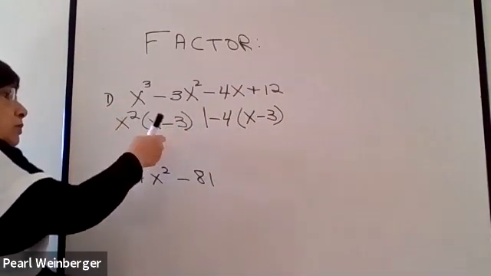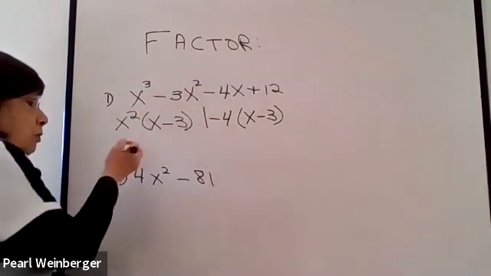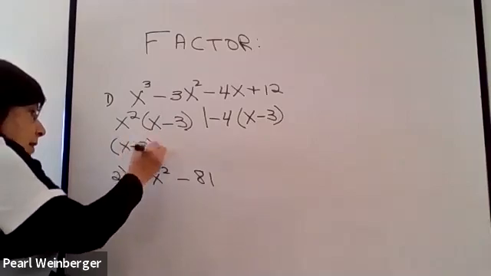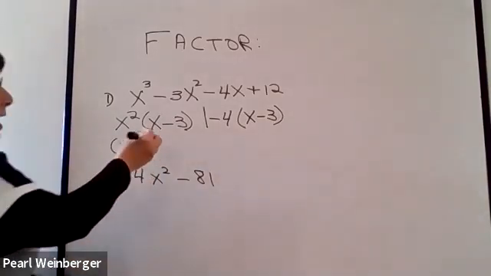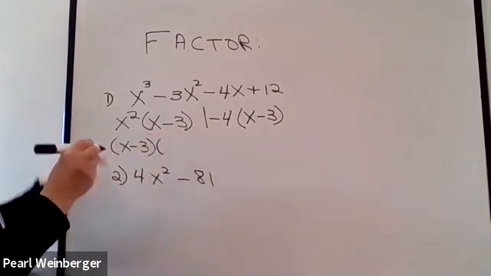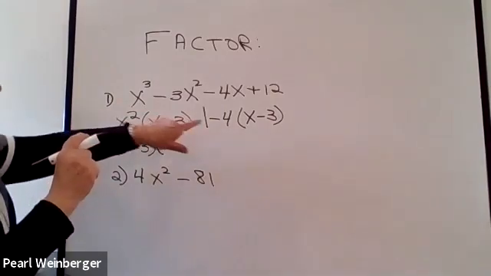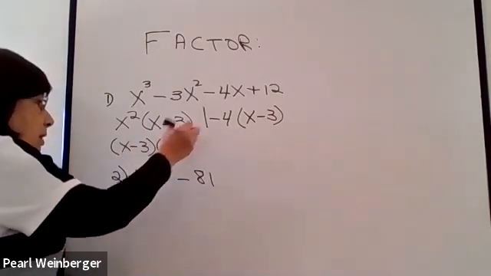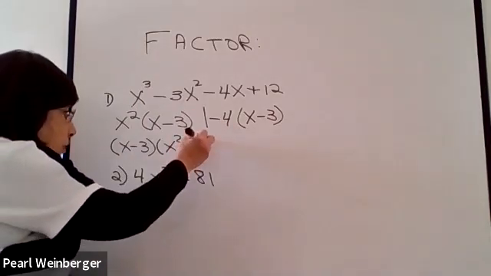Then what you can do is just take that common binomial factor, which is the x minus 3, put it in front, and in your second parentheses, put the two things that are on the outside. So one thing is the x squared, and one thing is the negative 4.